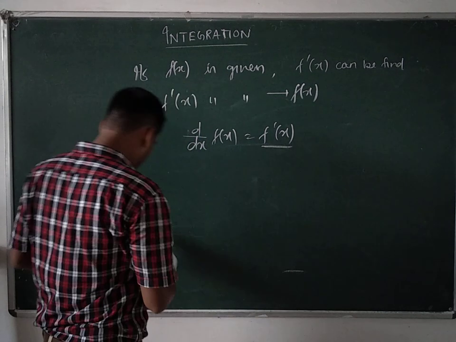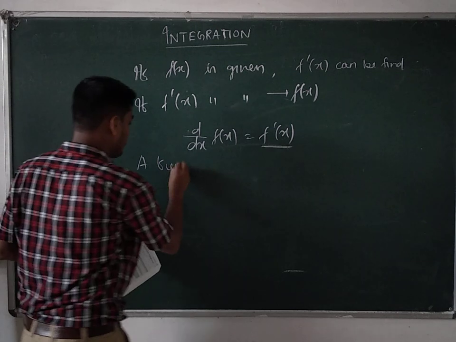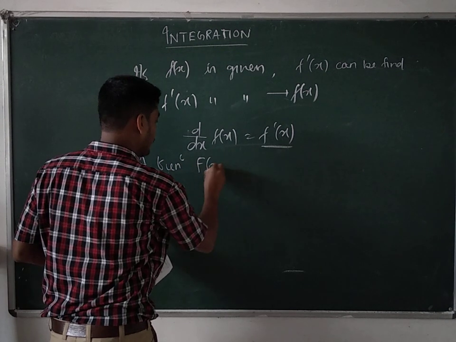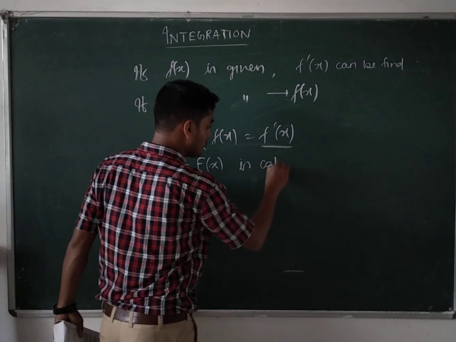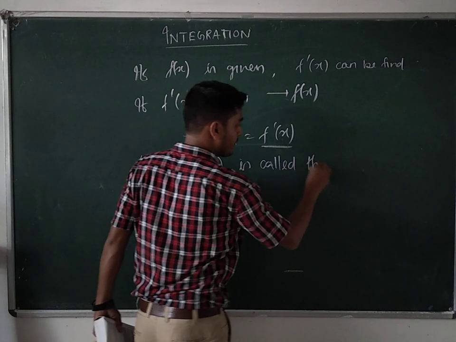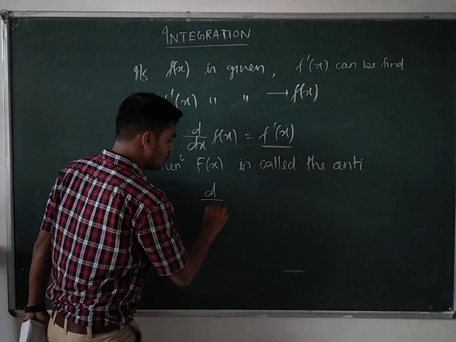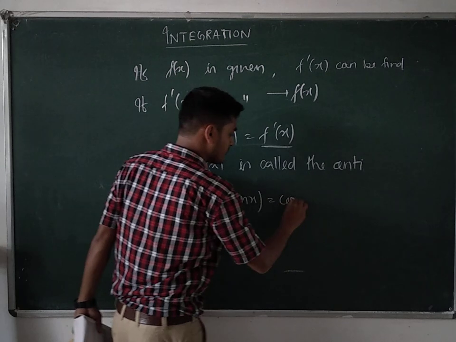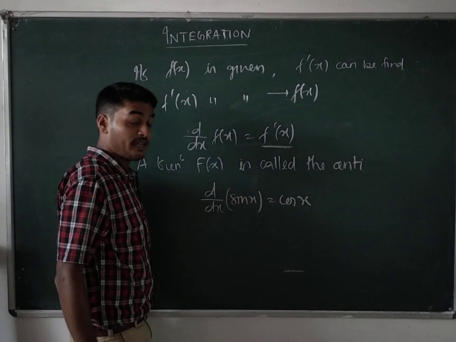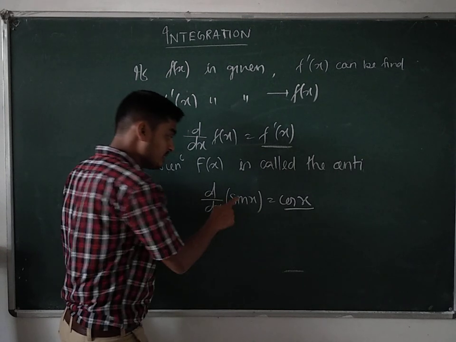So we can say that a function capital F of x is called the antiderivative. For example, d/dx of sin x is equal to cos x. Tell me which is the derivative and which is the antiderivative? cos x is the derivative of sin x.